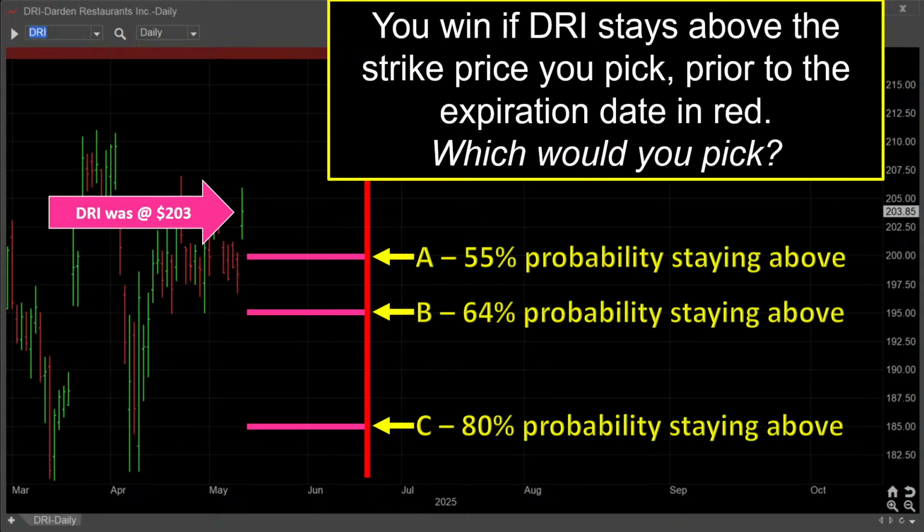Well, I'll tell you what my answer would be. If you just asked me, I'd pick C. 80%. I mean, why not, right? 80%'s got to be good. All right. Now, the answer to this one is actually B. Let me explain why the answer is B here.